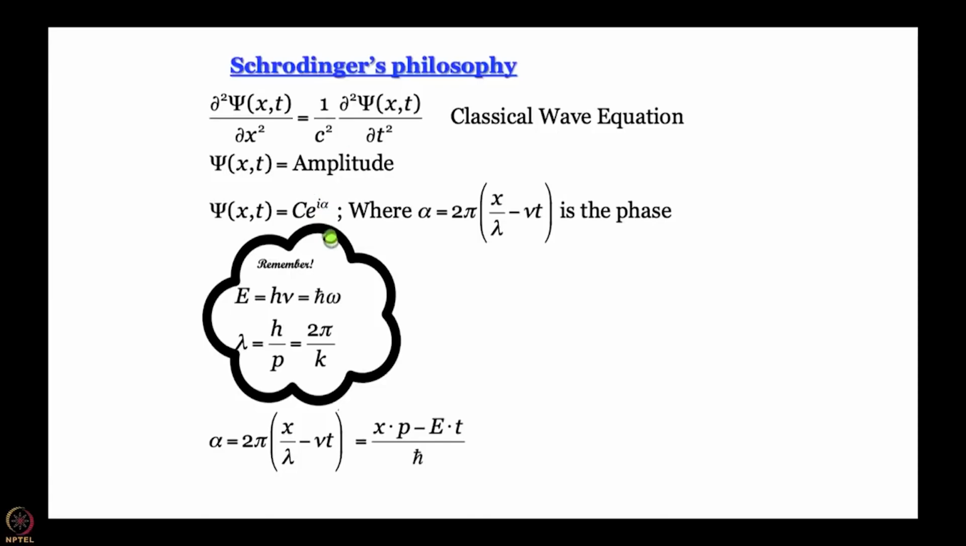And in fact, we are going to work this out in any case. Psi of x, t is equal to c times e to the power i alpha, where alpha equals 2 pi multiplied by (x by lambda minus nu t). This is the phase. This was known, and the de Broglie relationship was known to Schrodinger. So, what he did is he proposed an equation which is essentially a classical wave equation for de Broglie waves.